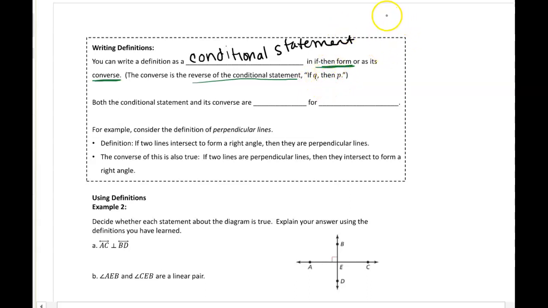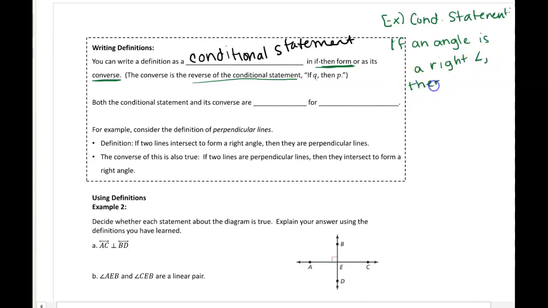Okay, so for example, if I have a conditional statement that if an angle is a right angle, then it measures 90 degrees. That's the definition of a right angle. So I can write the definition of a right angle in a conditional statement. So if an angle is a right angle, then it measures 90 degrees.